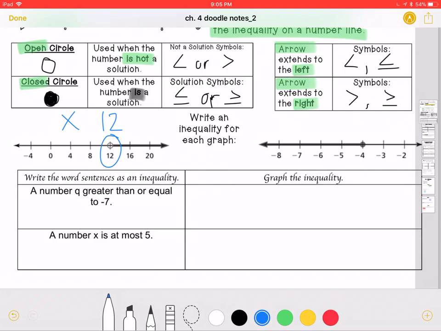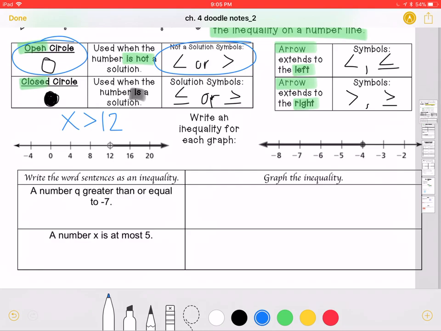Now, is that circle open or is it closed? It's open, right? So if it's an open circle, it's either going to be less than or greater than. But now we need to look at our arrow. Is our arrow going to the left or to the right? To the right, so these are numbers that are greater than 12. So we would say x is greater than 12. That's the inequality for that graph.